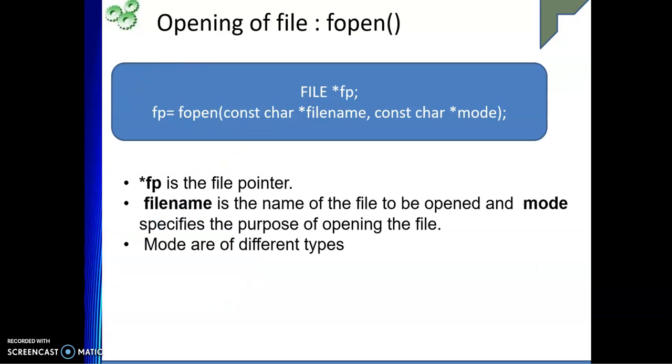Then we saw the syntax. For fopen, we have to give the file name which you want to open, and the mode, whether read mode, write mode or append mode. So fopen has two arguments, the file name and the mode in which we need to open it. As we discussed in the previous class, fp is a file pointer which is pointing to the first character of the file itself.